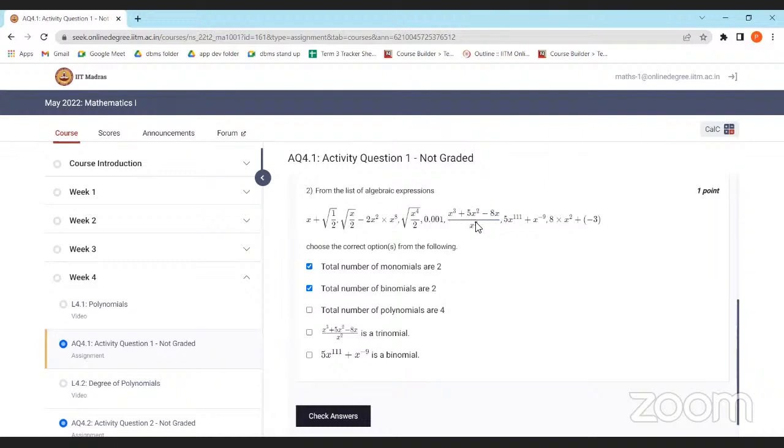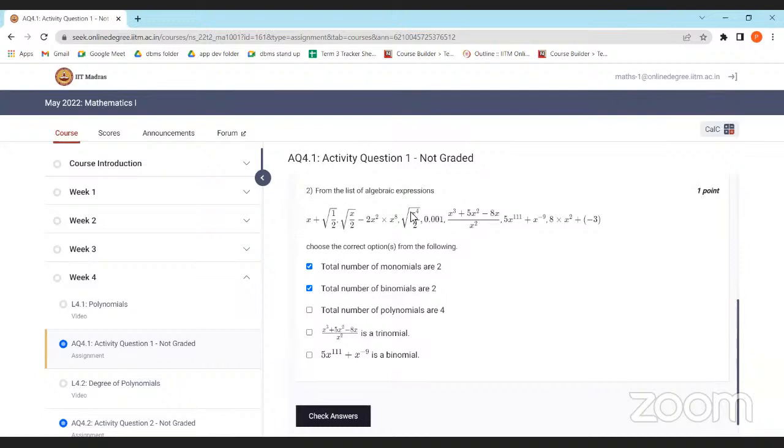But here also, sir, if I divide 8 minus x by x square, we will get again x to the power minus 1, right? So can we say it is a polynomial? No. Any other student? Right. It is not a polynomial.